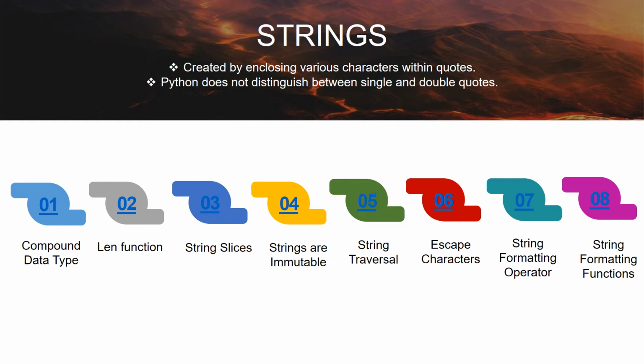Strings are immutable. If you want to change an element of the string, you have to create a new string. In Python, a triple quoted string can span multiple lines. For example, I have declared a variable string equal to hello Python. If I want to print this variable, print string, whatever value is given in the variable will be printed. Either it can be given in single quotes, double quotes, or triple quotes.